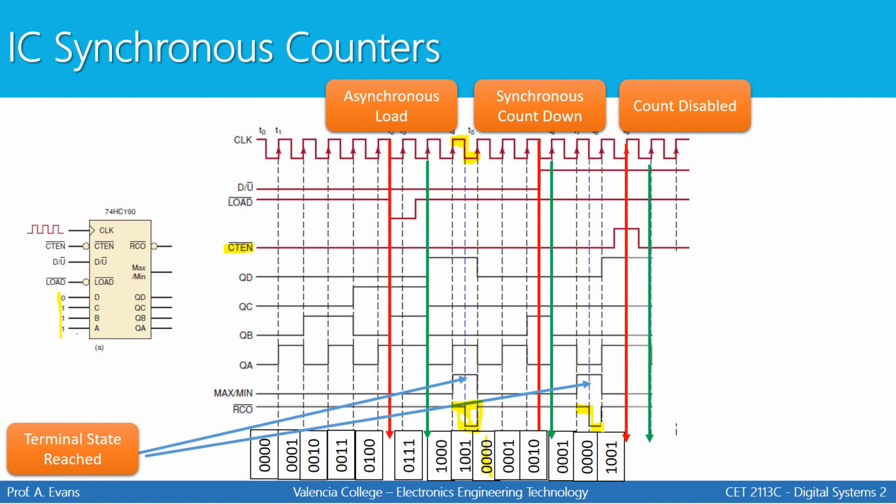We can now see that the count is disabled right in here. So no change in the output here. And then once the counting is enabled again with this low signal, it will continue to count down. That's how the 74190 works.